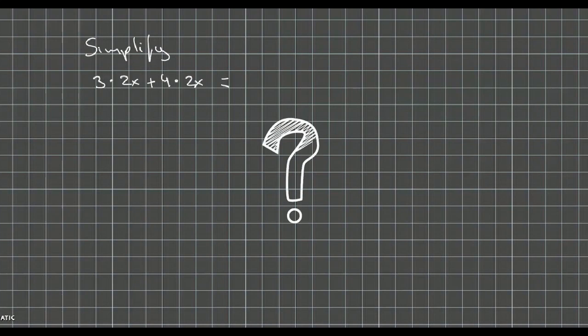Now, let's say we have an equation that we have to simplify. And let's say we have 3 times 2x plus 4 times 2x. Do you already know the answer to this? Just remember the order of operations. What comes first? Multiplication. Let's see, we have two multiplications in this equation. We have one right here and we have one right here.